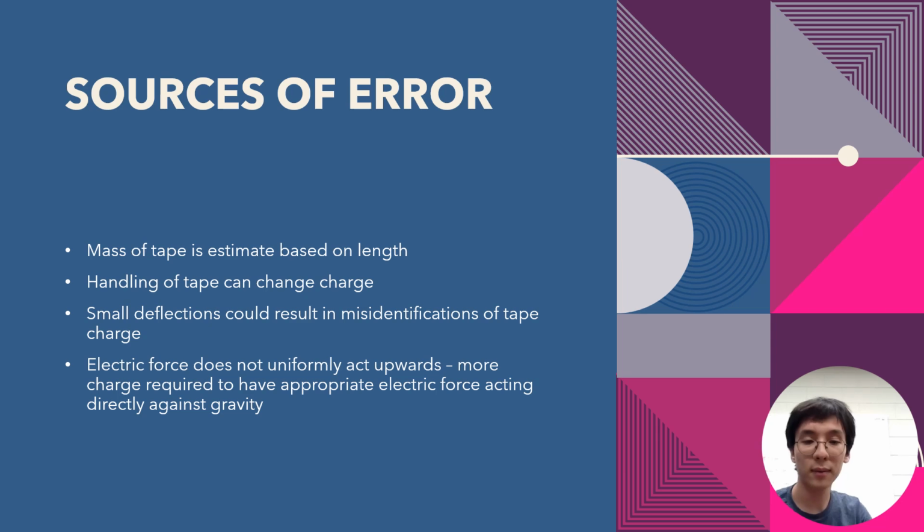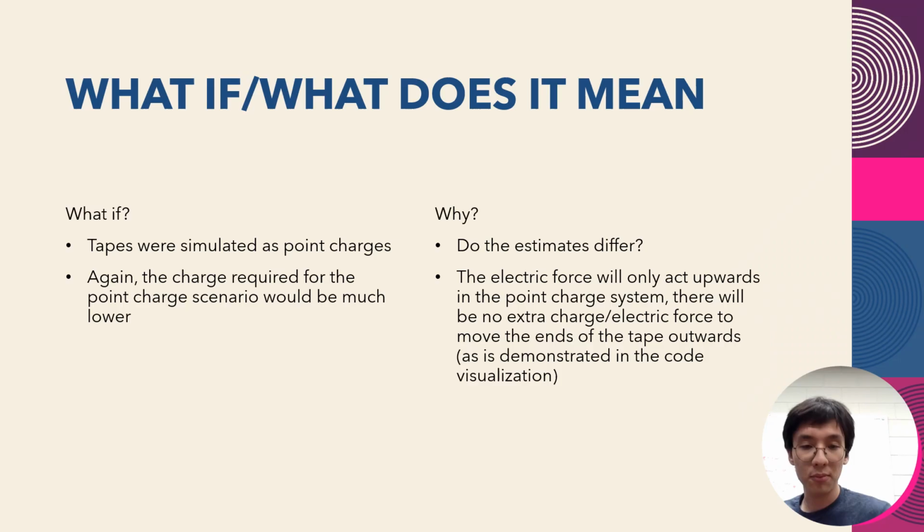The potential sources of error are that the mass of the tape is estimated based off of length. The handling of the tape could cause a change of charge, so the estimated charge is likely not realistic. For the first situation, small deflections could result in misidentifications of the charge of the tape, and the electric force doesn't uniformly act upwards.